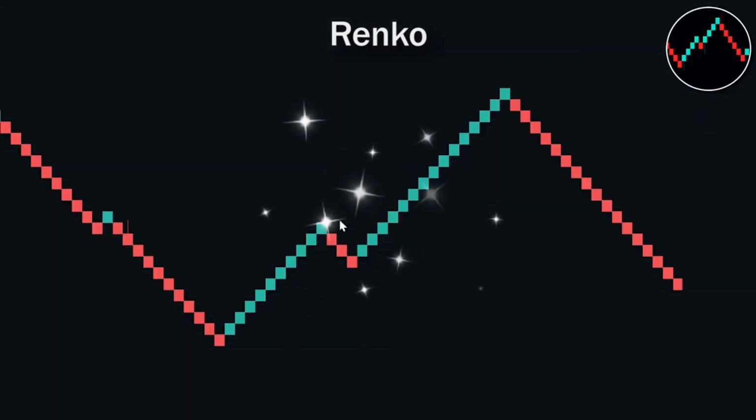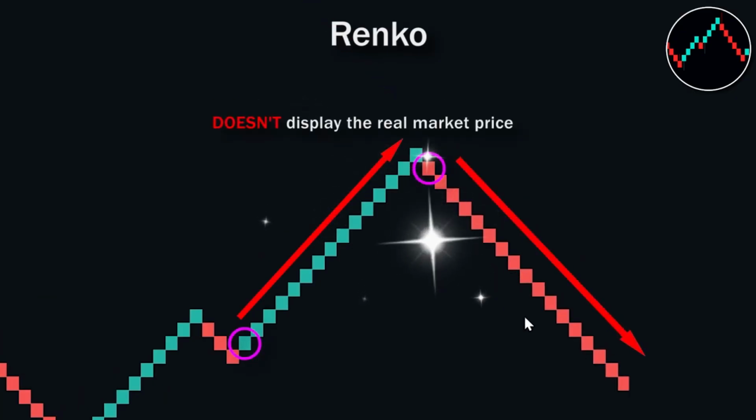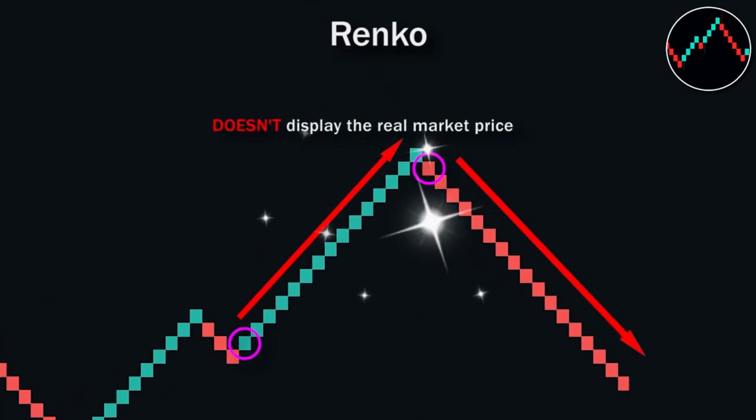Traders could utilize Renko charts to filter out noise and identify trends. A green Renko block signals an uptrend, and a red Renko block signals a downtrend. And keep in mind that Renko charts only act as an indicator. It does not display the real market price.